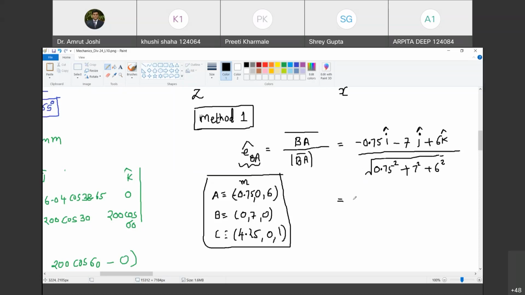Is the first term 0.081? Yes, sir. So 0.081, obviously negative, minus i cap. Happy? Let us try to find out the second term. Second term turns out to be 0.7575. Yes, so 0.7567. That's what I got. 0.7567 j cap. And what is the third term? 0.649. 0.648. That's correct.